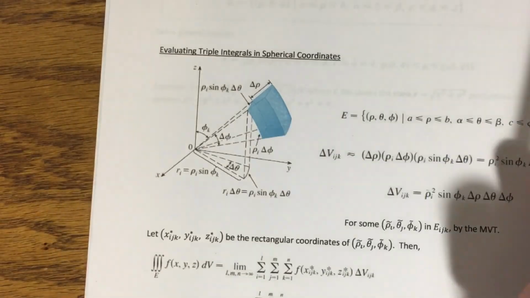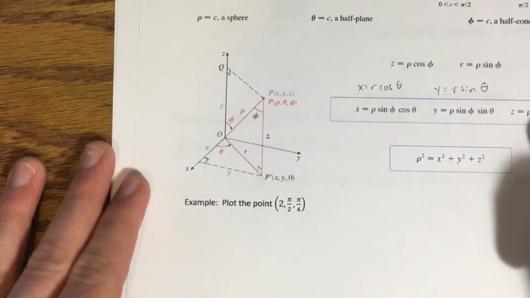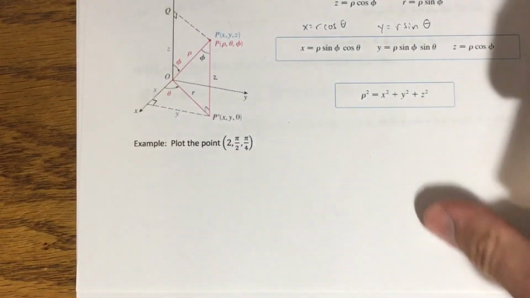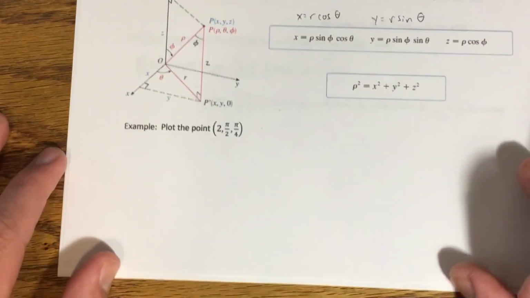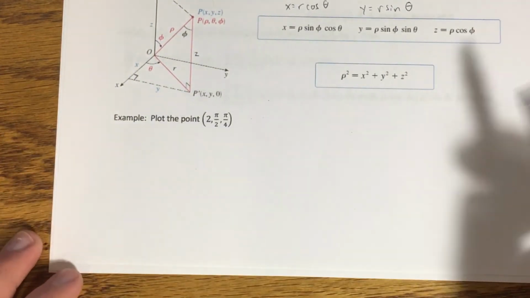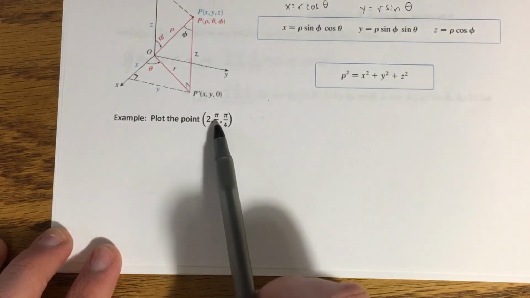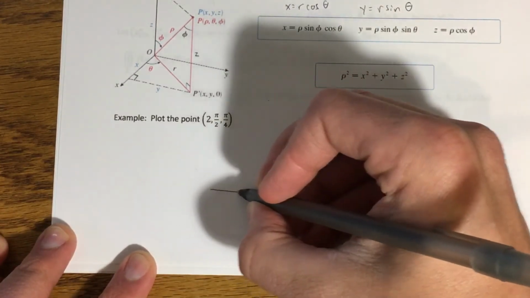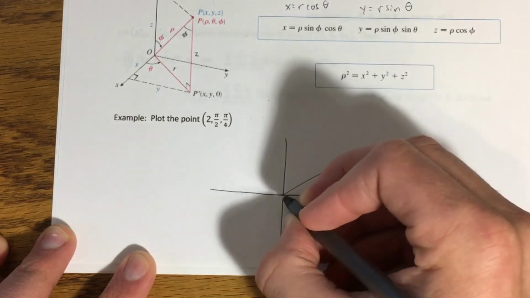All right. Oh, I actually skipped my example down here. Didn't mean to do that. So we want to do a couple of examples where we just work within this coordinate system, getting used to it without having to do any integration quite yet. I want to start by plotting this point, (2, pi over 2, pi over 4). So let me create my coordinate axes first.